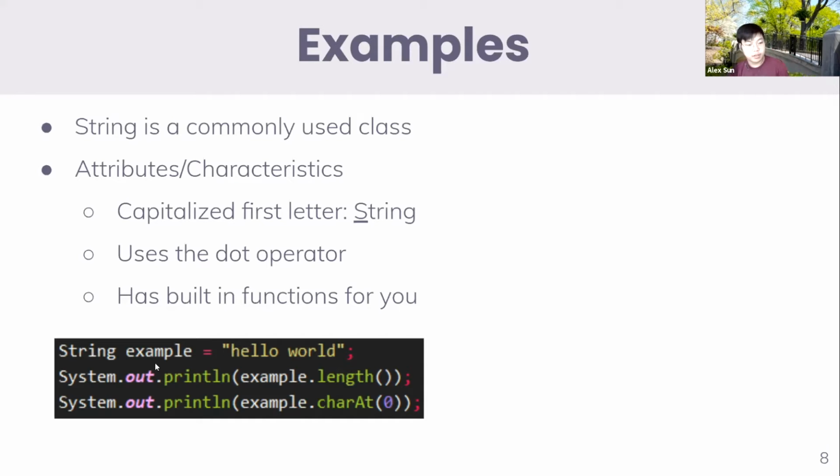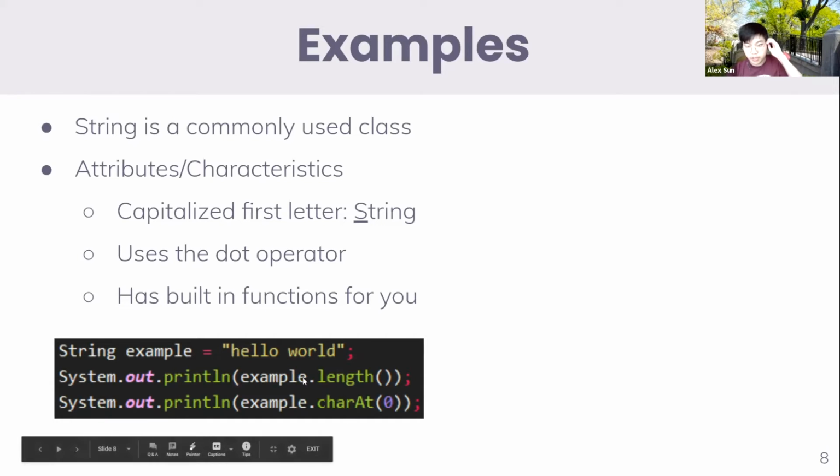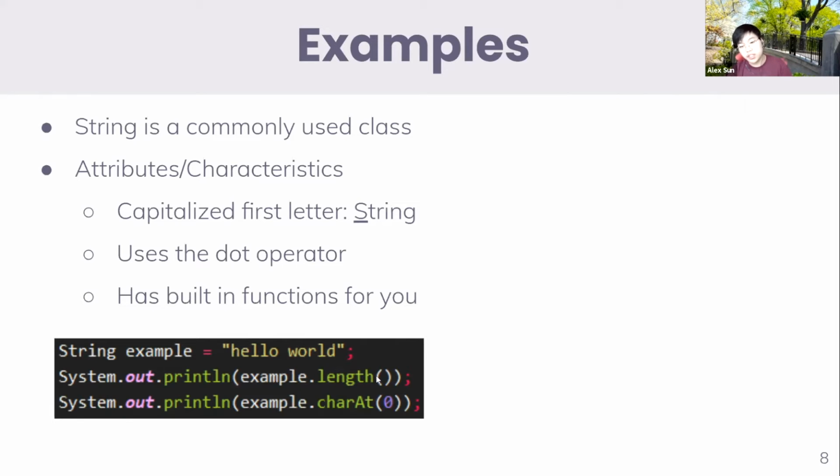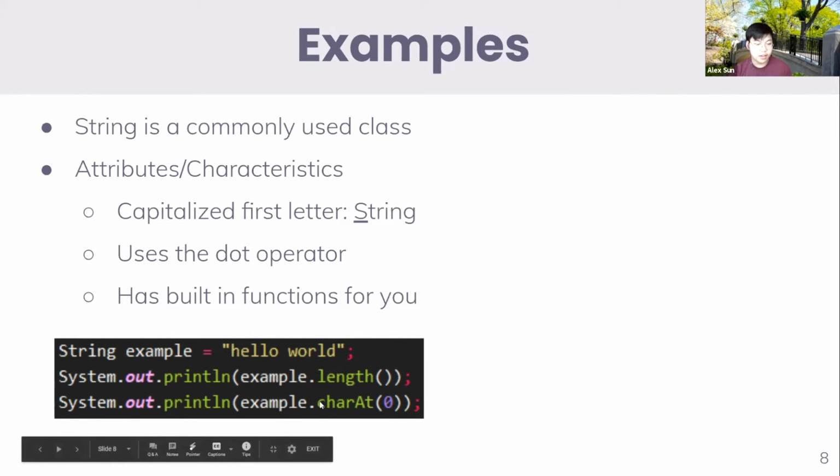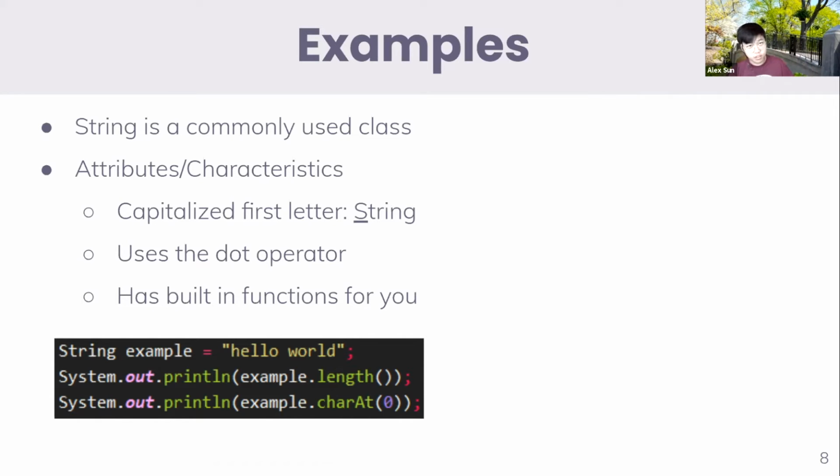If we look at the snippet of code, we have a string example, and we can use Java's functions for it. If we want the length of example, we can do example dot length. So we use the dot operator and call this function length that Java wrote for us. Or we can do example dot charAt(0), which gives us the first character in the string. Things like that show you what a class looks like in Java. And we're going to teach you how to make some of these because they're actually really useful.